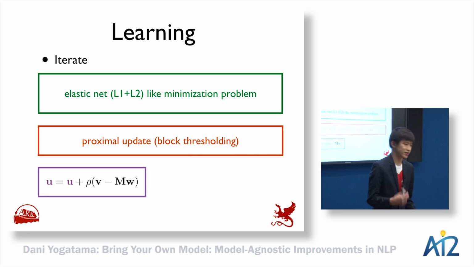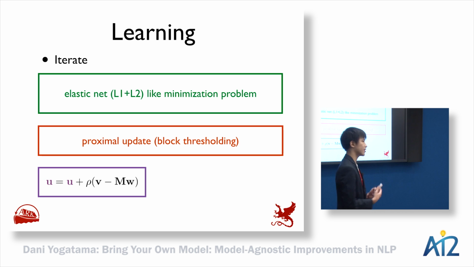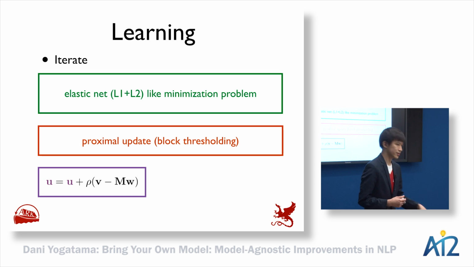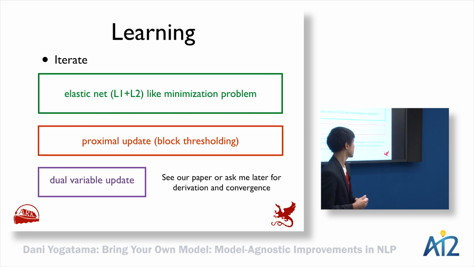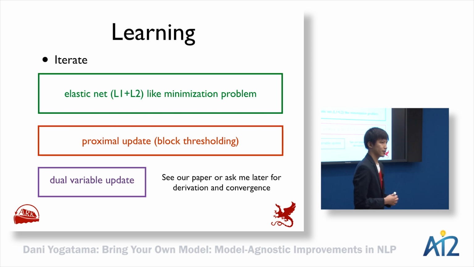And in the last step, we'll just update the dual variable to make sure that the constraint is satisfied in the next iteration. Okay, so this is it. We have some convergence proofs and derivations in the paper, but if you're interested in this, feel free to ask me later as well.